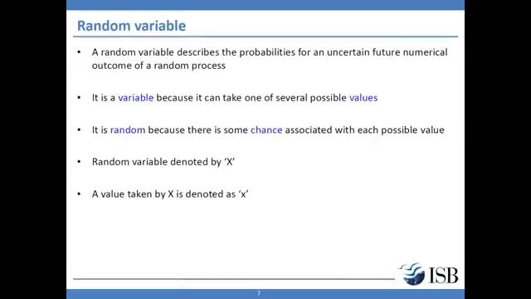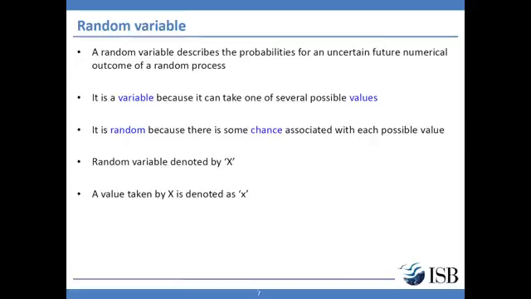A random variable describes the probabilities for an uncertain future numerical outcome of a random process. So what does this mean? Simply put, a random variable is a variable because it can potentially take one value from the set of many possible numerical outcomes of the process. As mentioned above, demand at a retail store is a variable. It can be different on every day, right?